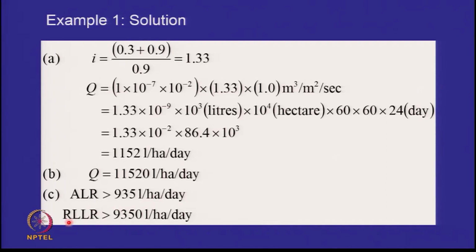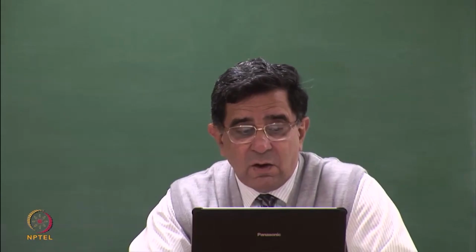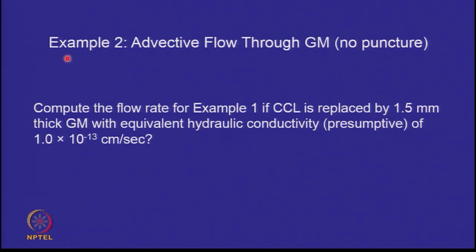And if you have large leakage, then what happens? You have to shut down. You have to take action to reduce the leakage. Otherwise, you have to plug the liner system. Okay, let's say that we were using a geomembrane alone. Okay, so the second example that we are going to do is advective flow through geomembrane.